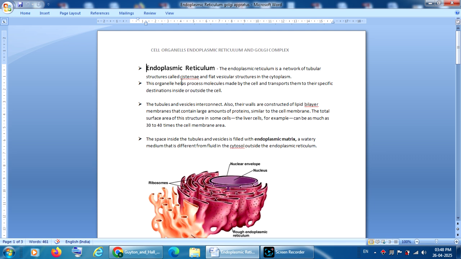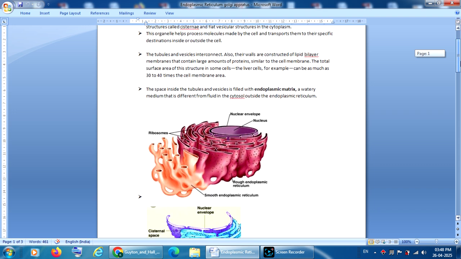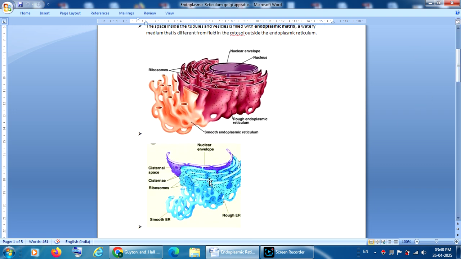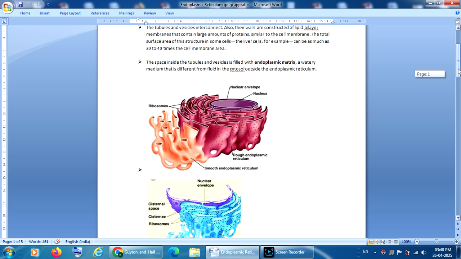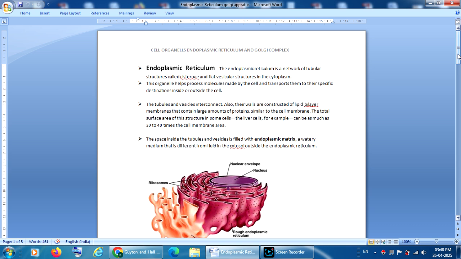Those tube-like structures are called cisternae and flat vesicular structures in the cytoplasm. See, these tubular structures are called cisternae. In some cells, it is also present in the form of small vesicular-like structures in the cytoplasm. Mostly it is tubular-like structures, which are called cisternae. Understand? The tubules and vesicles interconnect.